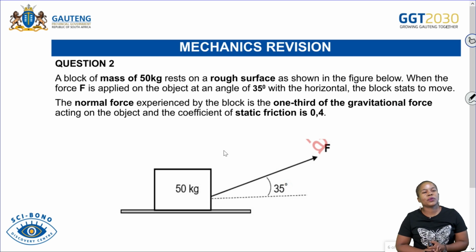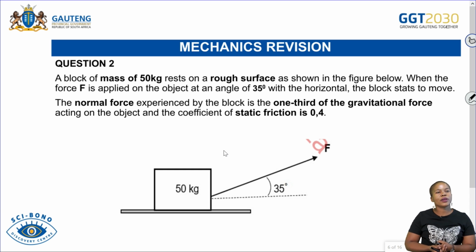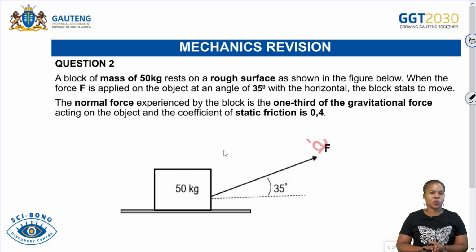Let's move on to the second question over here. They're saying a block of mass 50 kg rests on a rough surface as shown in the figure below. Remember what I mentioned to you about reading the information that is given to you so that you are able to answer your question the way it should be. Because most of the answers are just there in your statement. You just need to read them, you need to understand them.